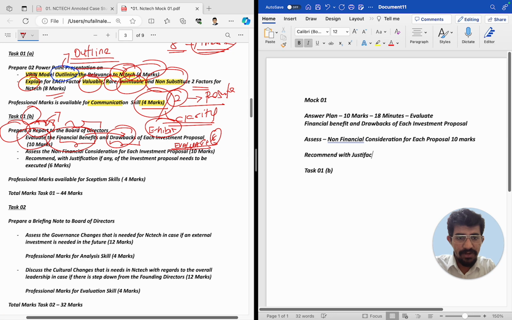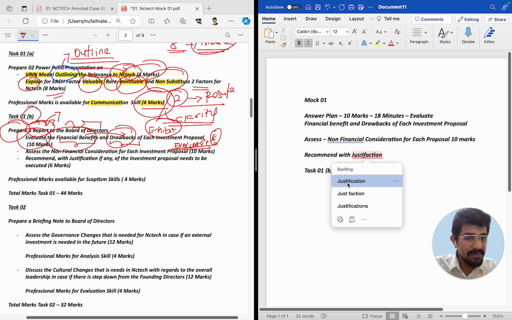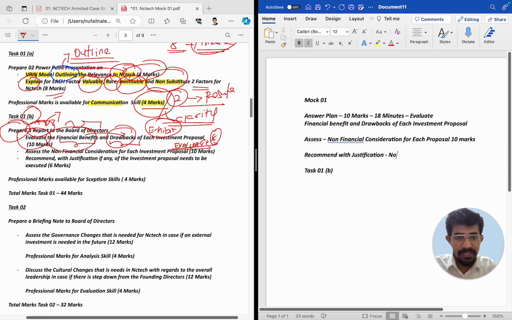Look at the verb they are using: recommend with justification. That means you cannot just say yes or no; you need to justify the situation, whether any investment needs to be executed. If they use the term 'if any', sometimes you can say no for both. So I'll write down here no for both in that case. Remember that, students. The skills they are giving are skeptical skills, and that is 4 marks here.